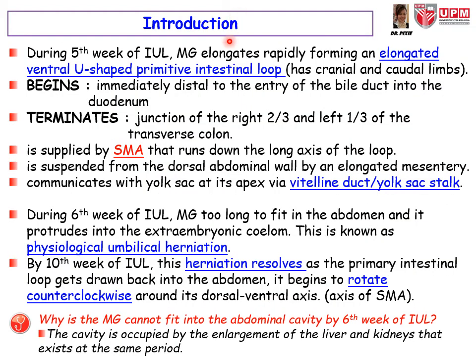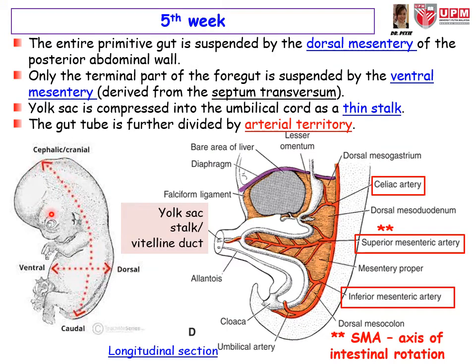Here are the notes to describe the developing midgut, which will then form the U-shaped primitive intestinal loop. We are going to discuss this by using the diagram. Here is the diagram showing the 5-week-old developing embryo. Here is ventral, dorsal, cranial, and caudal.